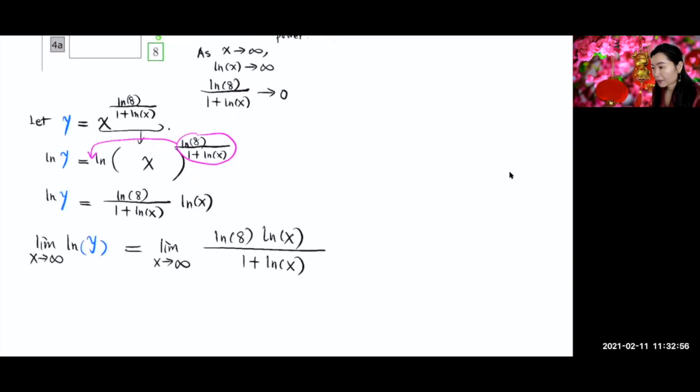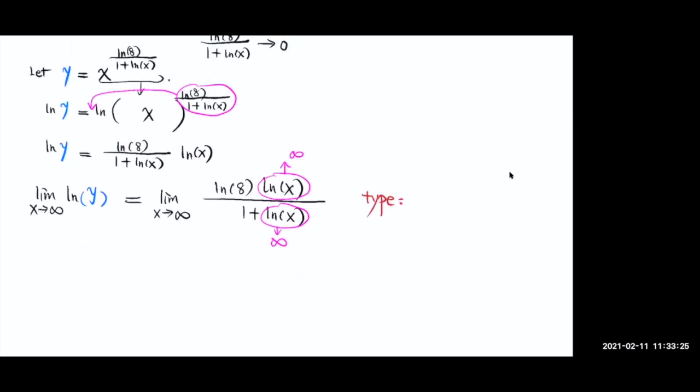Now let's see what type this limit is. When x goes to infinity, we know that this is going to go to infinity. This is going to go to infinity also. And this is a positive constant, okay? So we're going to get a type. What type is this, do you think? What type of limit? Infinity over infinity. Infinity over infinity type, right?